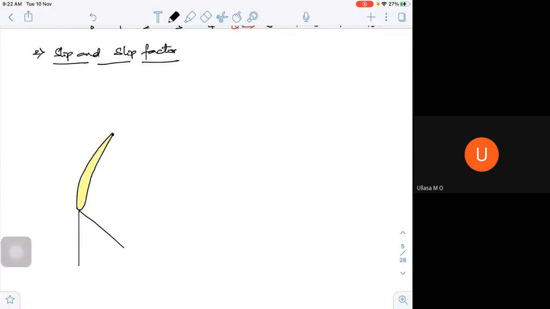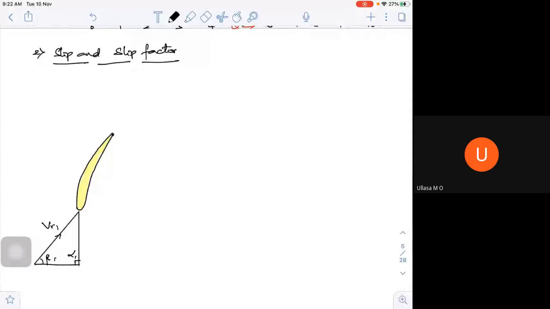Let VW1 be equal to 0, it doesn't matter to me. So my inlet velocity triangle will be something like this. I am not drawing it exactly to shape. So this is my alpha 1, this is my beta 1. This is my VR1. This is rotating in this direction. So this will be my U1, VW1 is equal to 0. This is my V1, which is equal to VF1. This is my inlet velocity triangle.